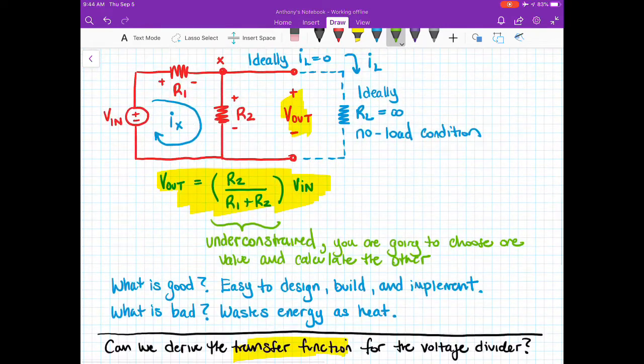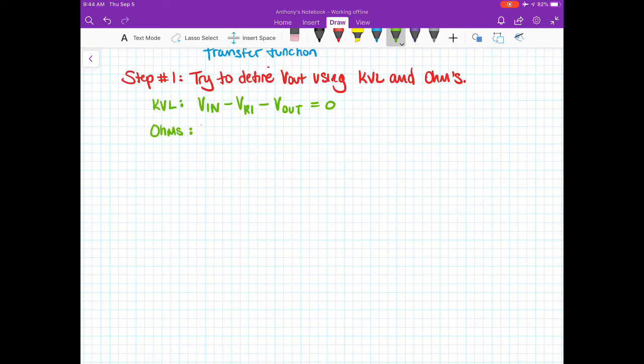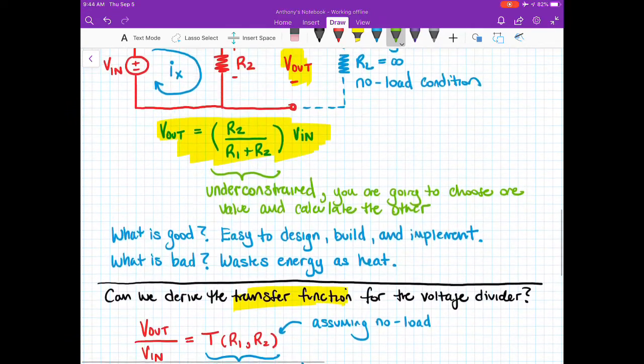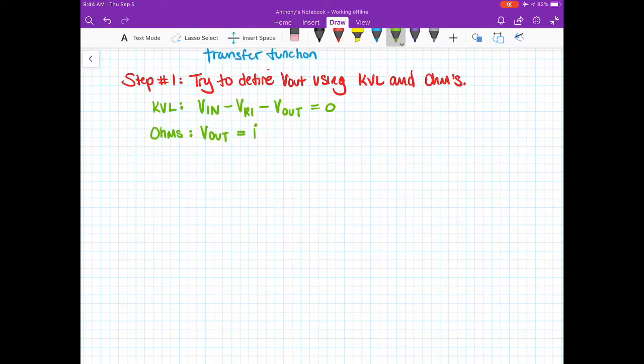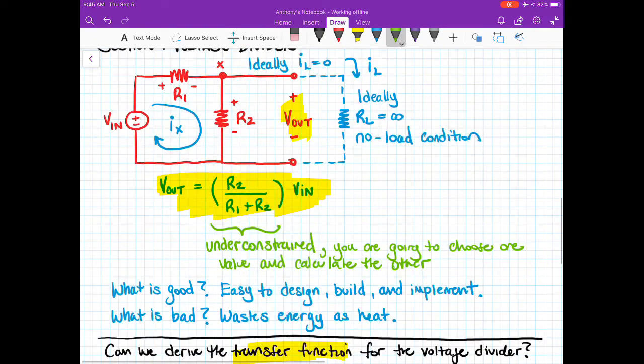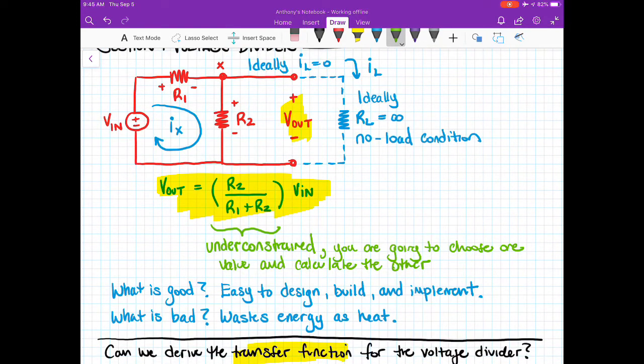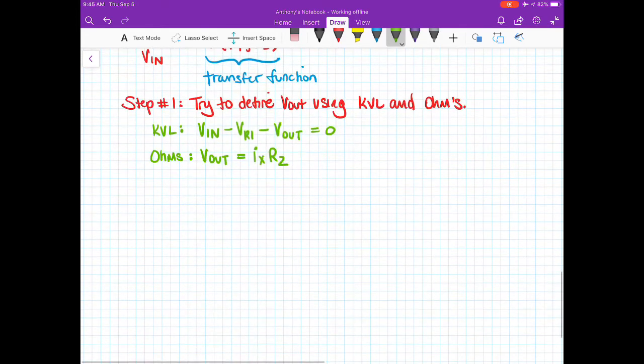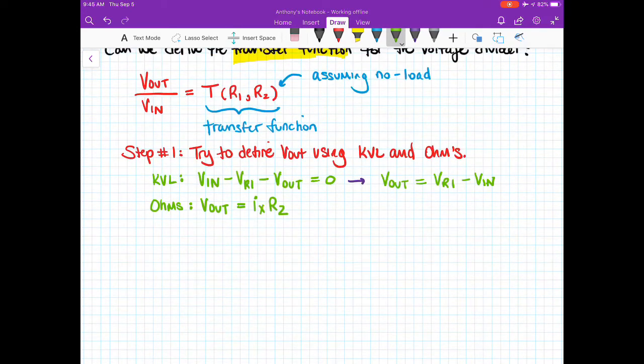Ohm's law tells us that V out is equal to Ix times R2. Note that our direction of Ix does support the passive sign convention. Okay, so now let's take a look at what it is that we need. So I'll rearrange some things here, and what we end up with is, if we try to isolate V out, V out is equal to VR1 minus V in. So what values do we need to get rid of or further define in order to get to this form of a transfer function?